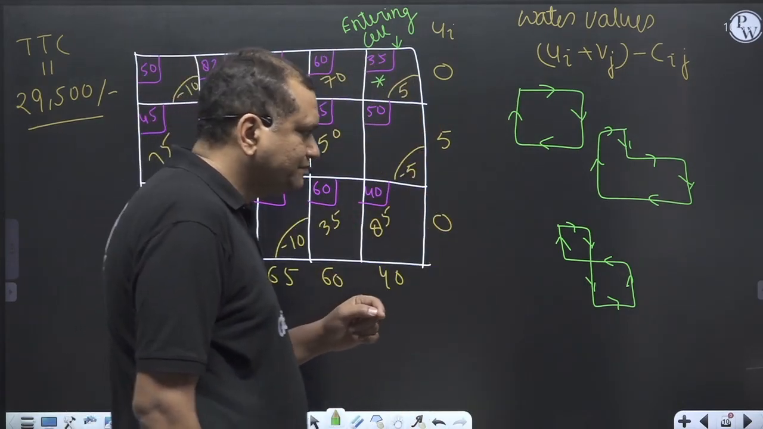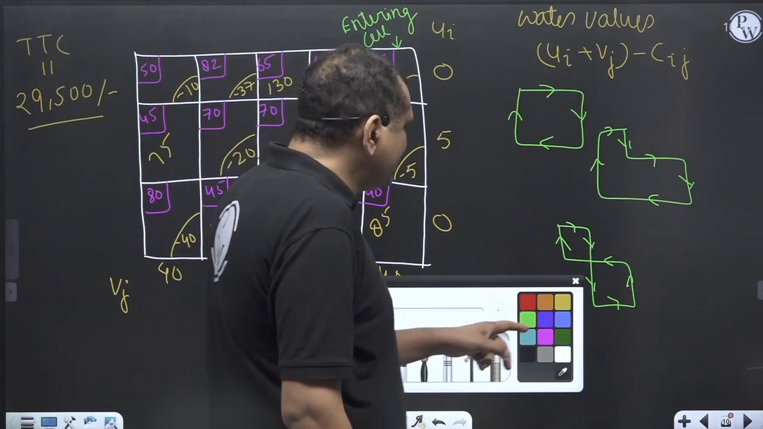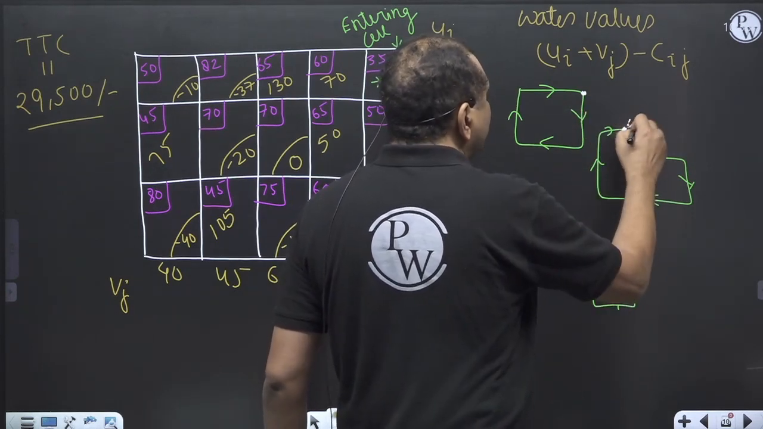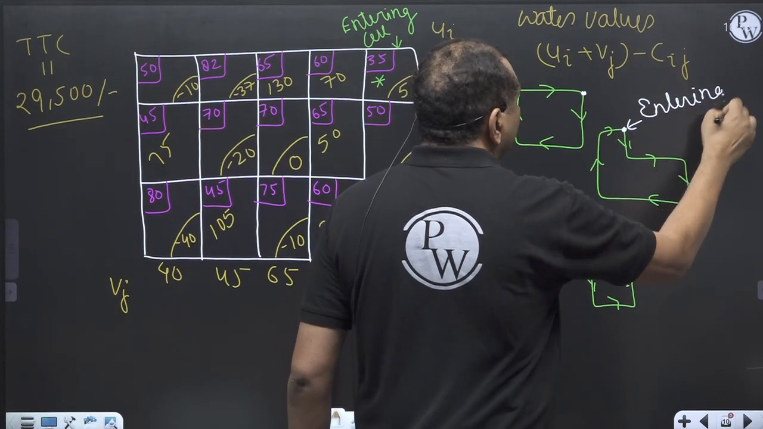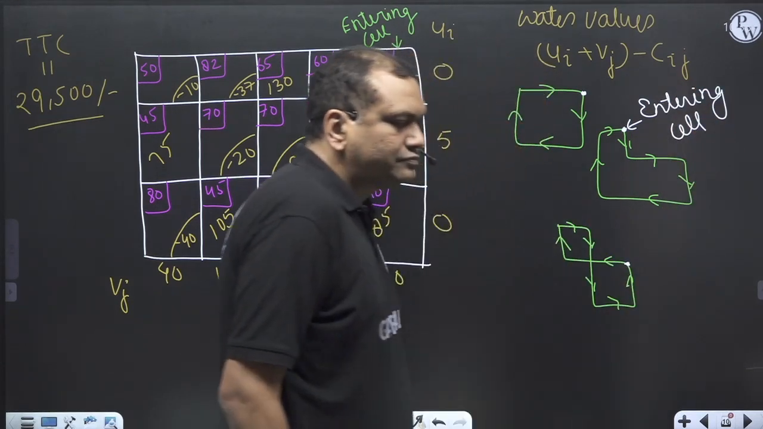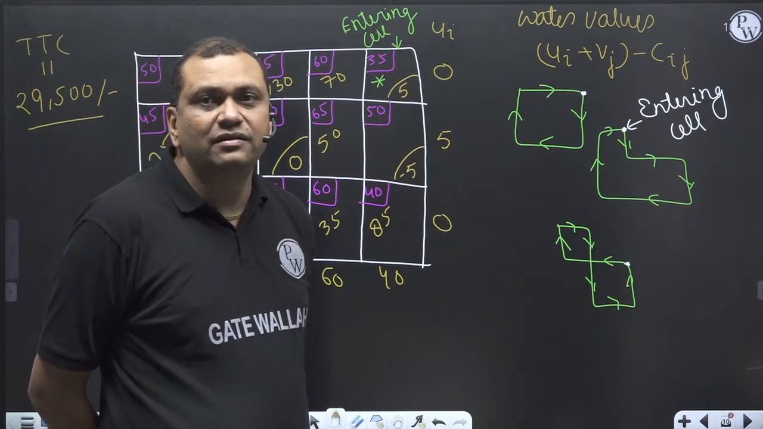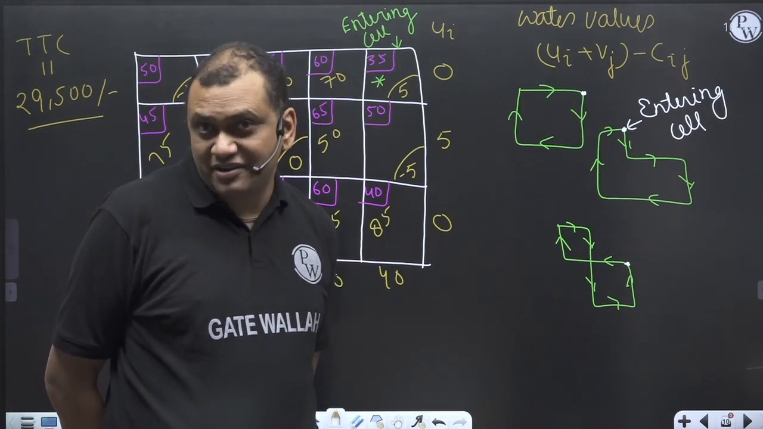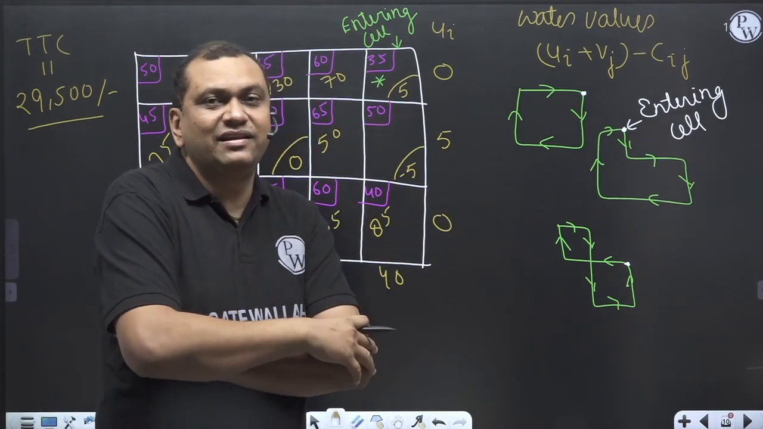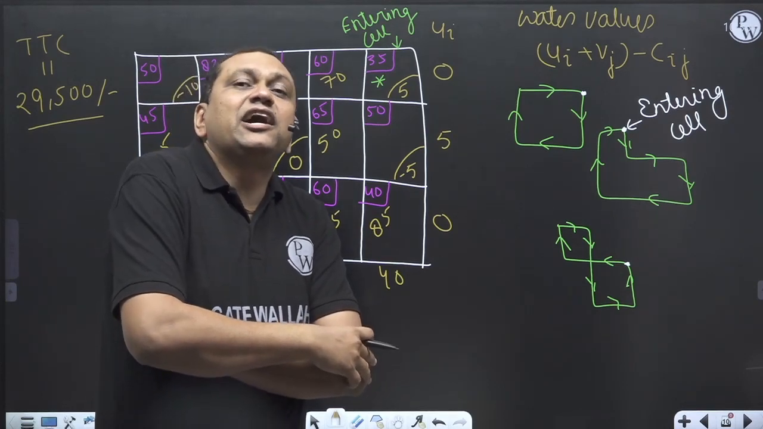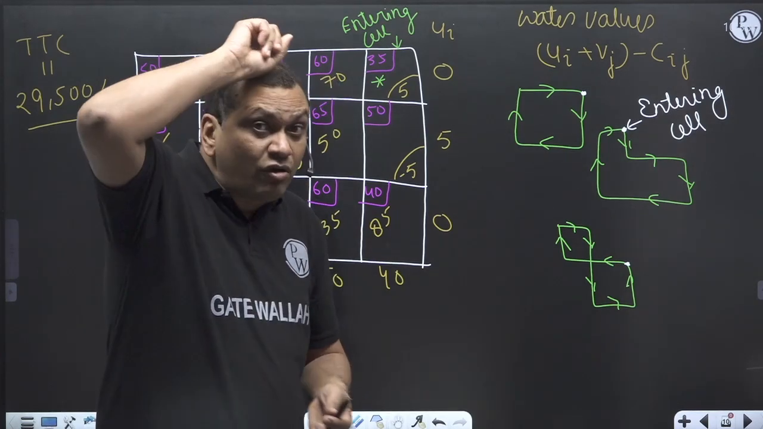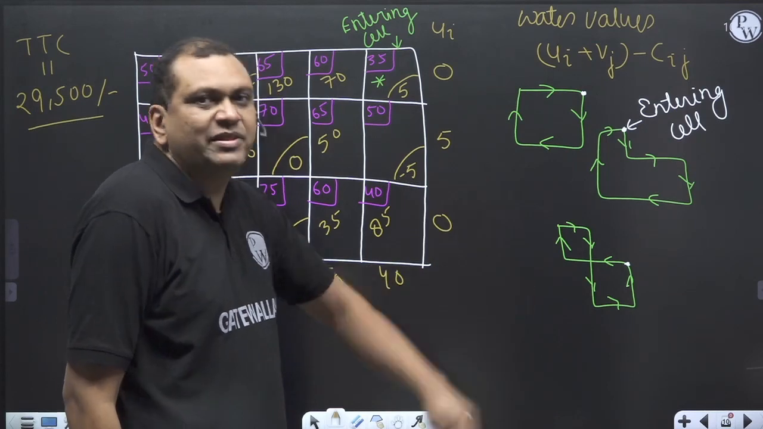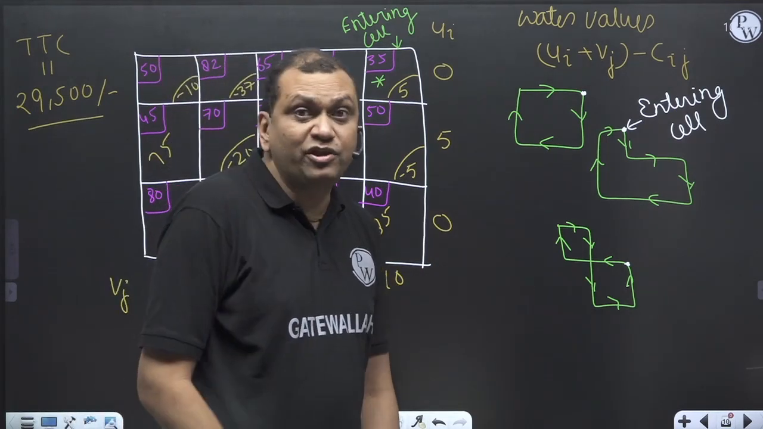The loop should be such that, except the entering cell, there will be allocations at each and every corner. You can draw only one loop. You cannot draw two loops. If you are able to draw two loops, it means there is some problem in the matrix. Only a unique loop you can draw.